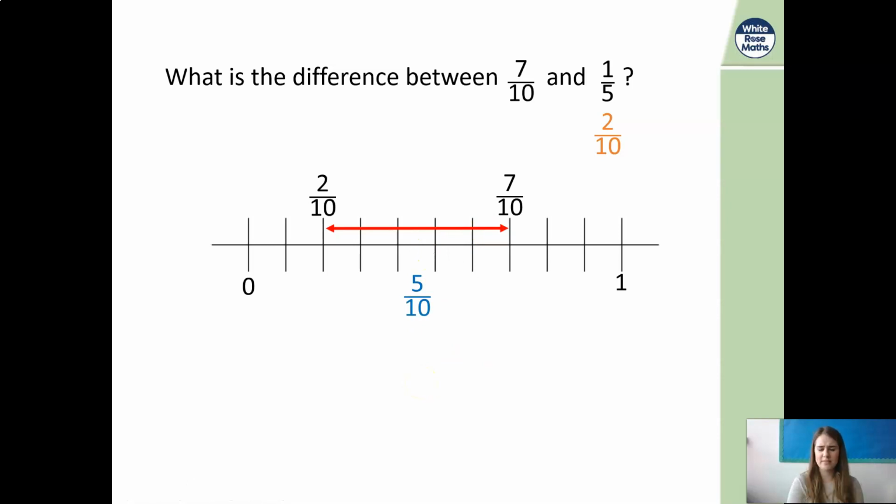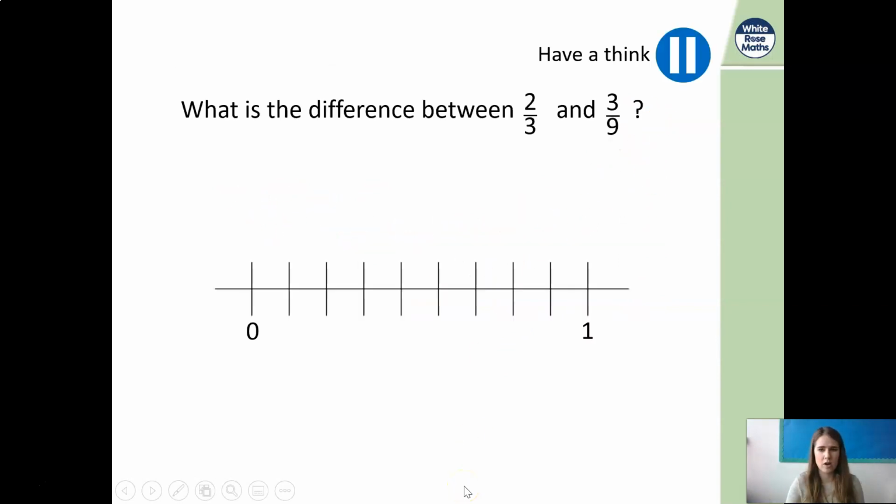Now, what do we know about 5/10? What's the equivalent fraction of 5/10? Yes, good, it's the same as a half, because 5 is half of 10. So the difference between these two numbers is a half. Even though I started with 7/10 and a fifth, which have different denominators, I converted them so that their denominators were all the same, and I got to the right answer.